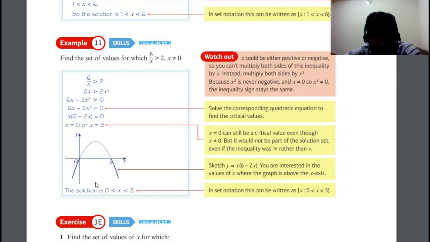Okay. Yeah. So, how did they draw the graph when they got 6 by x is greater than 2? Because I would assume that it's like a graph of an asymptote when it's 6 by x. I would have thought it's an asymptote.